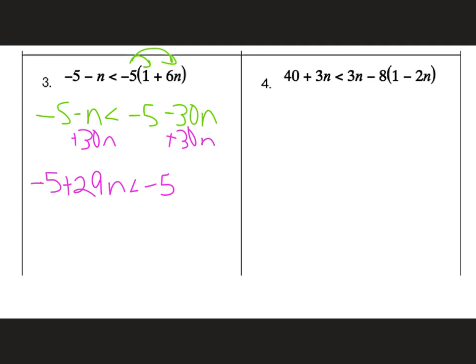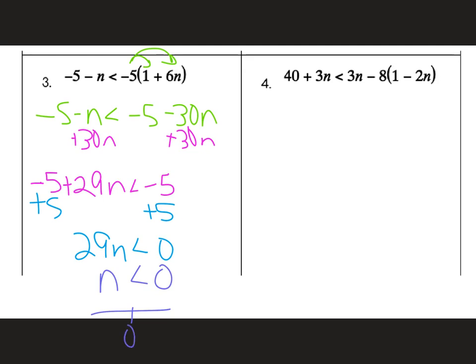Now I want to get that 29n by itself, so I'm going to add 5 to both sides. See how I'm showing my work? That's a good idea. As I said, you could also explain in words what you are doing. I'm going to divide by 29 now. And then I wrote equals, which was a mistake. Less than, 0 divided by 29 is still 0. So 0 and then less than, so open dot and to the left.